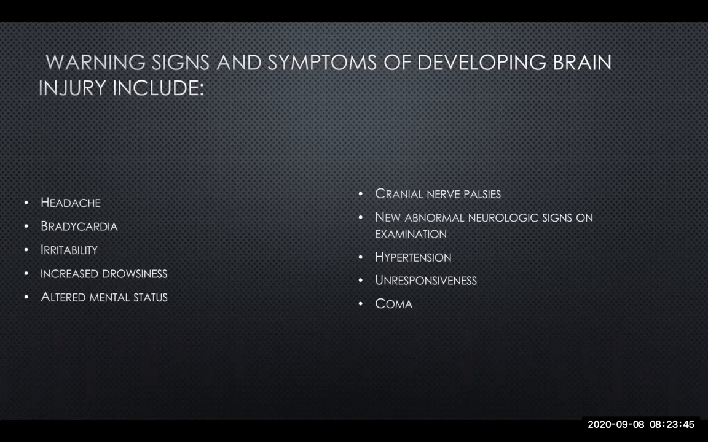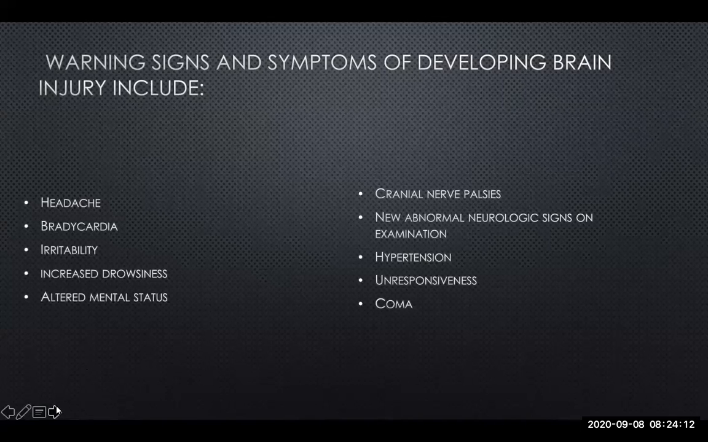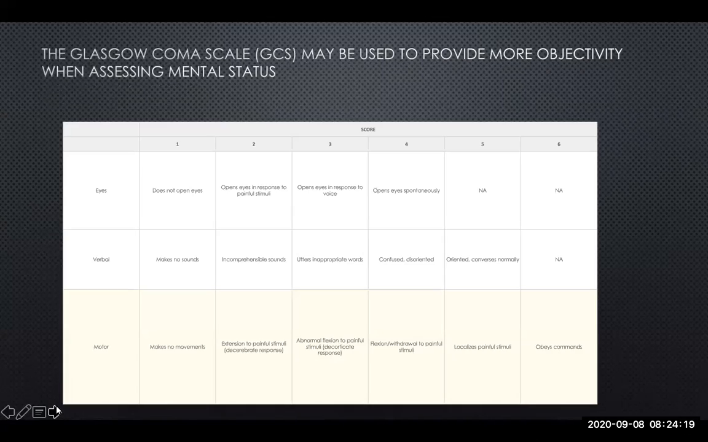But too, we need to continue following this patient for any irritability, if the patient increases the drowsiness, altered mental status, any cranial nerve palsy, any new abnormal neurologic signs on examination, or if the patient becomes unresponsive or in coma. For all this, we need to do the neuro evaluation, and we need to add the Glasgow Coma Scale. This is the score of the Glasgow.